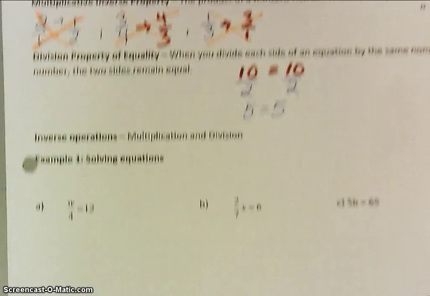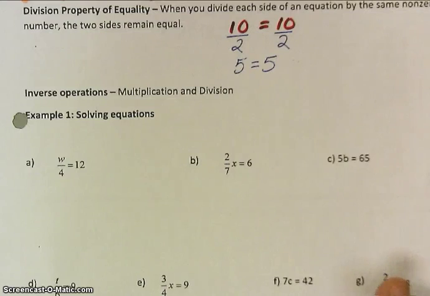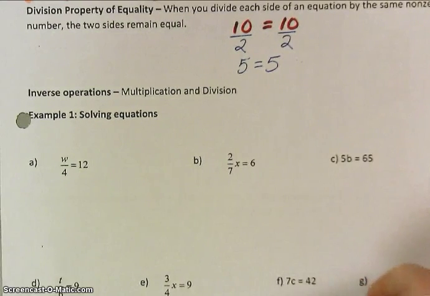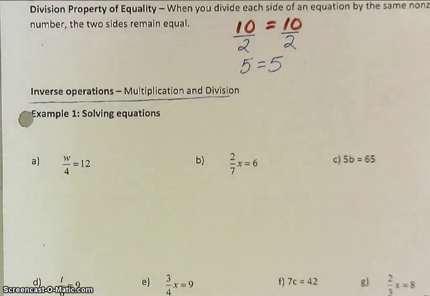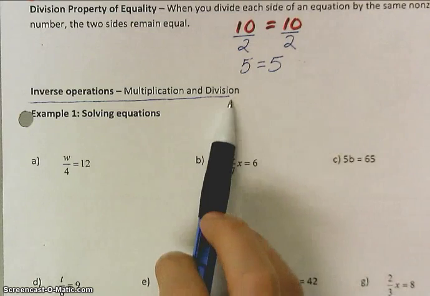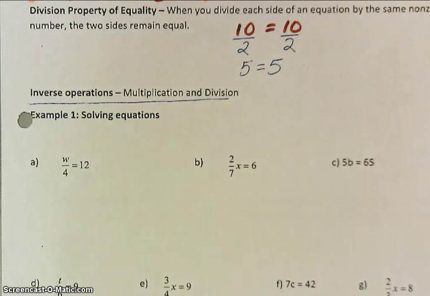Now let's move on to solving some equations. Our inverse operations in today's lesson are multiplication and division. That means when I'm multiplying, to undo multiplication, I can divide. When I'm dividing, if I want to undo division, I multiply. Just like addition and subtraction went hand in hand, multiplication and division is the same way.